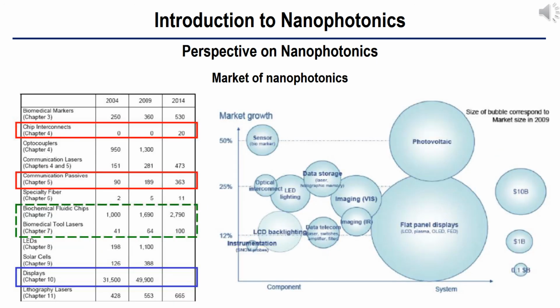Now, I would like to deliver some perspectives on nanophotonics. First, let us look at this market summary of nanophotonics. Although this data is from a few years ago, it is still valuable to know how nanophotonics will be prospering in the future. One of the rapidly growing markets for nanophotonics is communication passives. This sector is for chip interconnection and passive components. The other sector is biochemical fluidic chips for the sensors and detectors. And please look at the lasers for the biomedical tools.